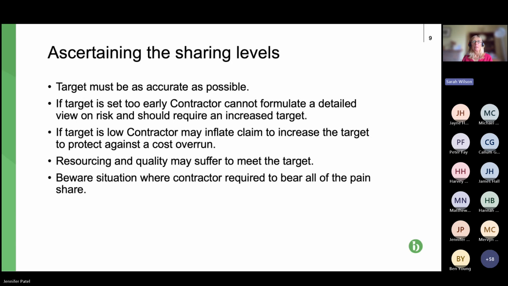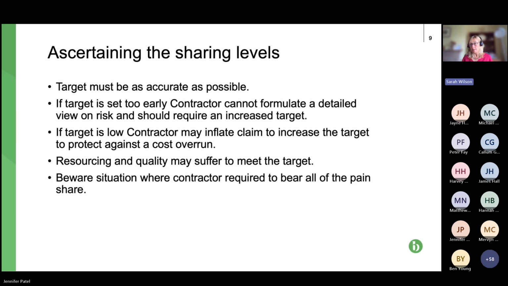Okay, so we're still looking at the target costs. So we know that the target goes into the contract in the activity schedule total or the bill of quantities total. The first point here: target must be as accurate as possible.